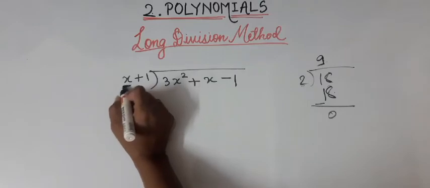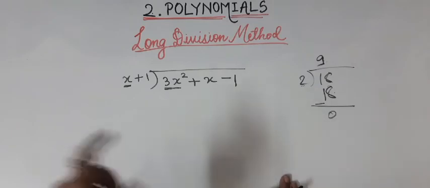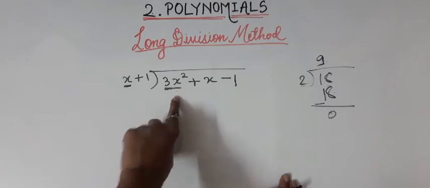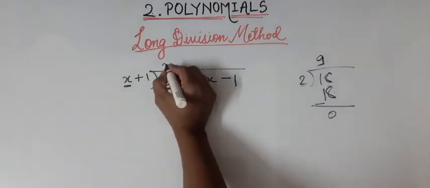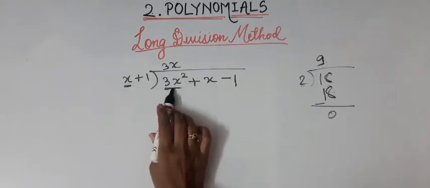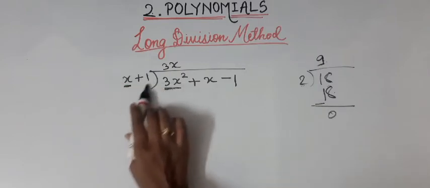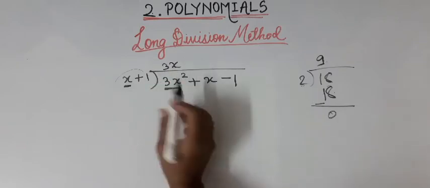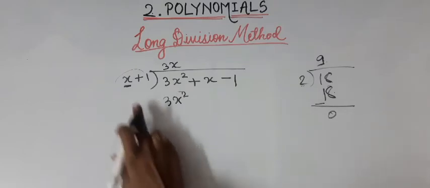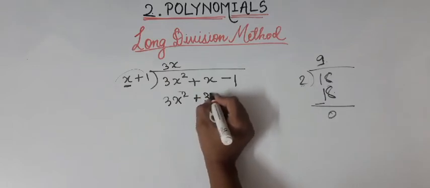Your divisor is having x and the dividend is having 3x square. Same question you ask: with what should I multiply x so that I will get 3x square? 3x. If I multiply x with 3x, I will get 3x square. Now start your multiplication, but not only with x, you have to multiply it with 1 also because this is a whole term. So x into 3x, 3x square, and plus 1 into 3x will be plus 3x.